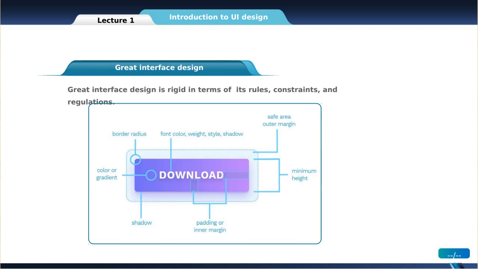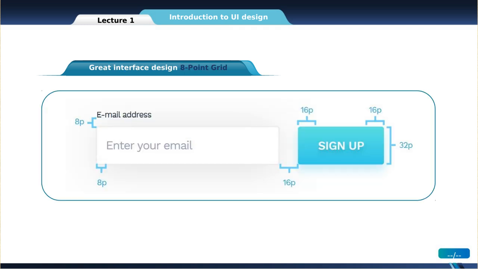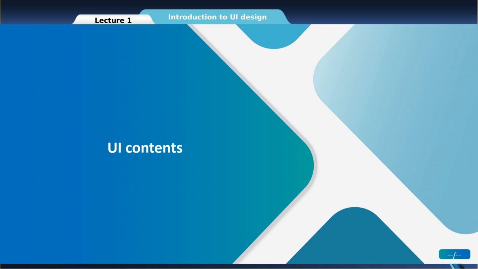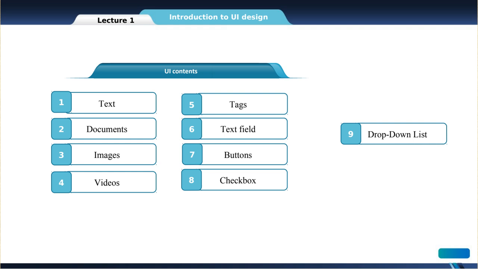Great UI design is strict in its rules, constraints, and system, as we can see here in the illustration. First, second, and third. Therefore, the user interface contains these basic components, which are text, document, image, videos, tag, text field, button, checkbox, and the last one, drop-down list.